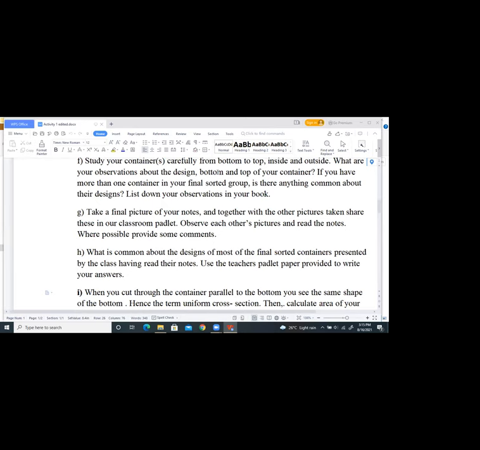This part G is telling us to take a final picture of the notes. I am thinking that all of you have been following the procedures and have all those activities done in your book. And I think you have the pictures of what the procedures told you to take. So make sure you take a picture of your final notes, the ones you have written.